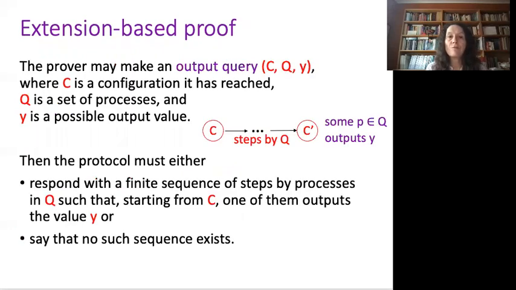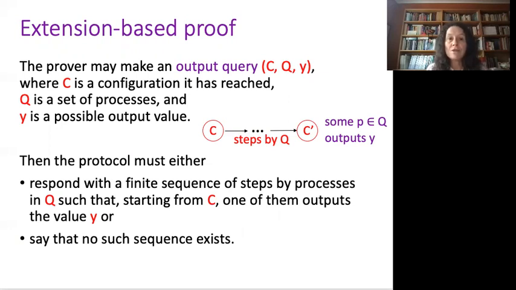For an output query, the prover chooses a configuration C that it has reached, a set of processes Q, and a possible output value Y. The protocol can respond with a finite sequence of steps by processes in Q, such that starting from configuration C, one of them outputs the value Y. Alternatively, it can say that no such sequence exists.